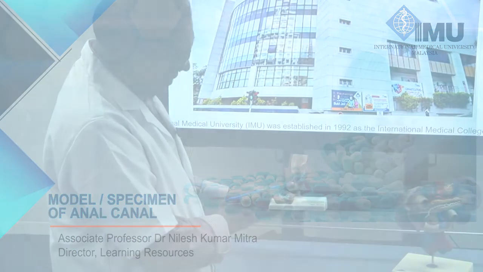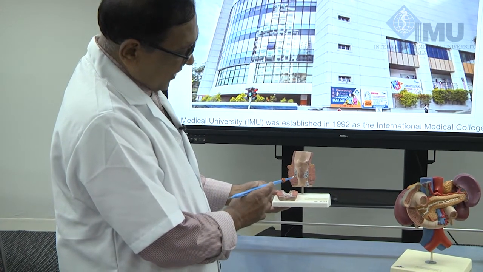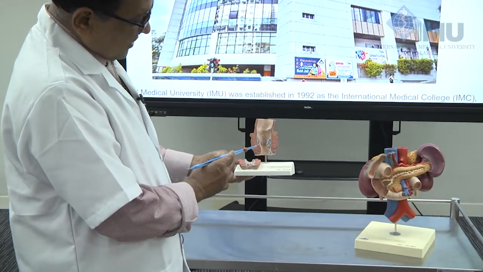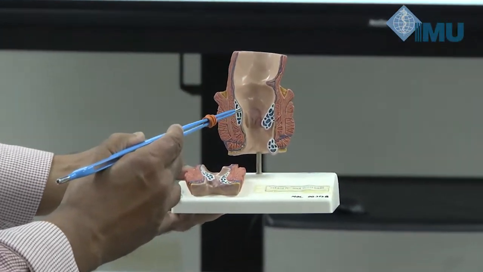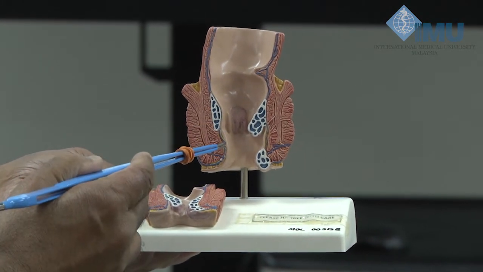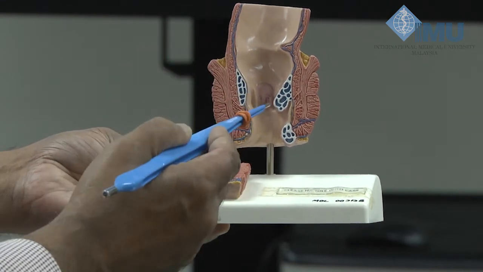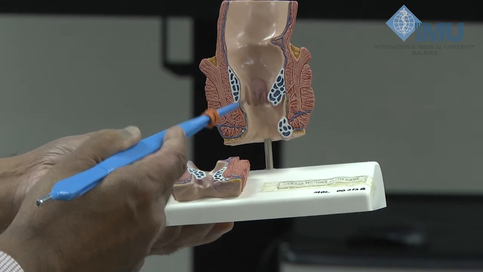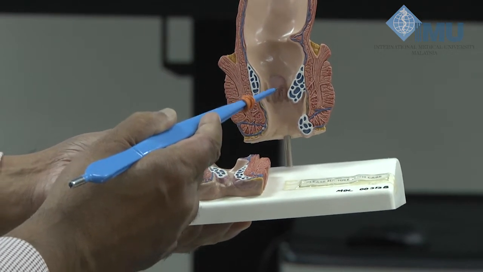In this video we are talking about the terminal part of the anal canal. You know that the anal canal is the most terminal part of the whole of the large intestine. It is around 4 centimeter long. In the lower part of the anal canal, we can see some columns. These are called anal columns.